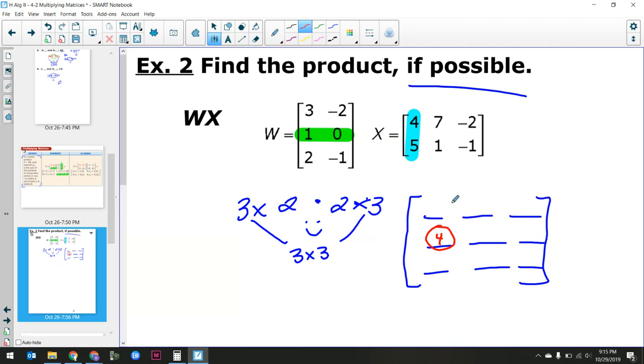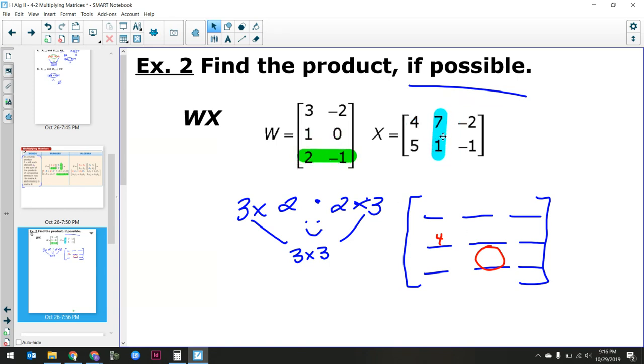That's my answer, just this entry. Okay, so say I wanted, let's move around here. Let's do this guy. This is row 3, column 2. Okay, so now I say row 3, column 2.